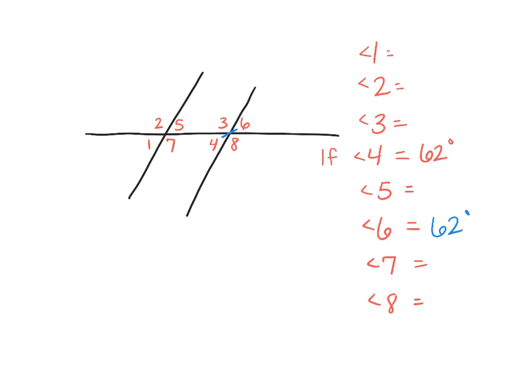And then that leaves me 3 and 8 in this little set of angles right here. So I know 3 and 4 together make a straight line, and a straight line is 180 degrees. So all I need to do is take 180 minus 62, and that's going to give me the measure of angles 3 and 8. So you get 118. So that means angle 3 is 118 and angle 8 is 118. And then I just need to figure out the 4 angles over here on the left.